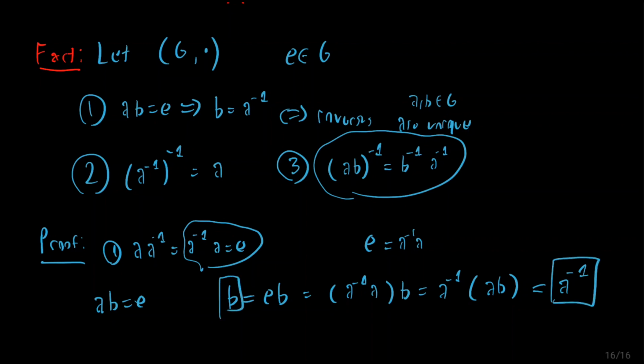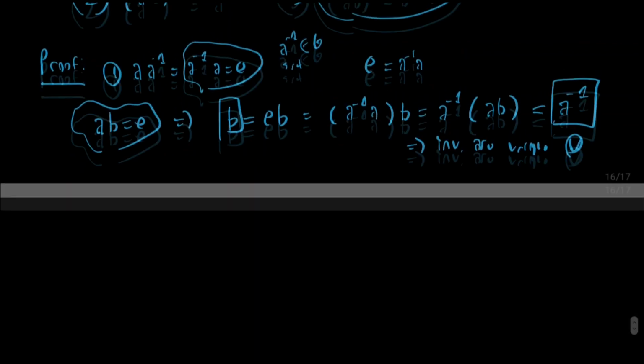So what we have obtained is that, we have supposed that a to the minus 1 is one of the inverses of a. Now we have supposed that b is another inverse that we do not know if it's equal or not, and we have obtained that, well, yes, b is indeed equal to the inverse a to the minus 1 that we took at the beginning, and so we have that, yes, inverses are unique. And that's the first thing proven.